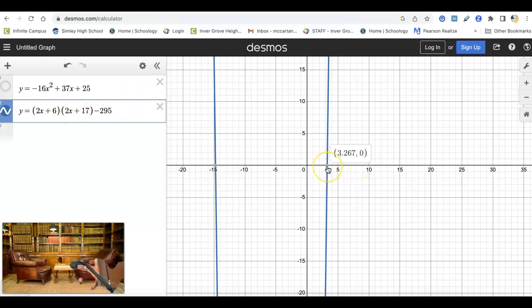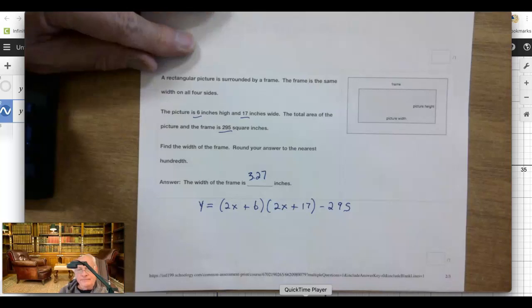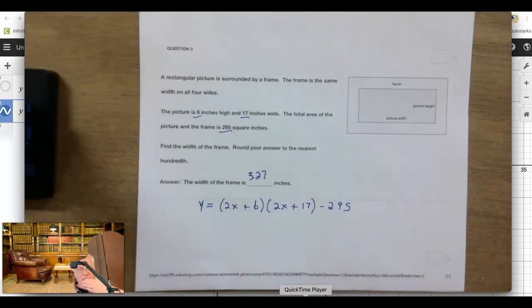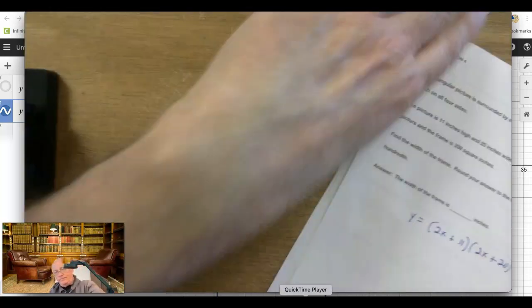There's your answer. 3.27. 3.27. Got to round it off to the nearest hundredth, okay? 3.27. Our last one.